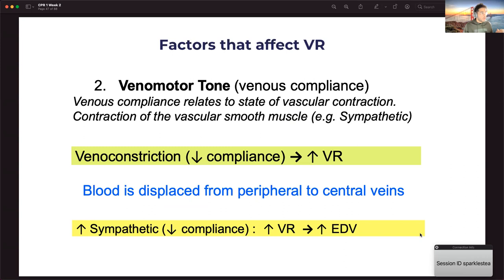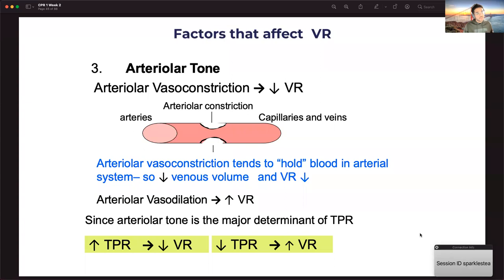Now let's go to arterioles. Arterioles are primarily dealing with the left side of the heart, right? Left-sided heart, this is going to be important, but think about it this way. If you have arterial constriction, are you going to have increased venous return or decreased venous return?